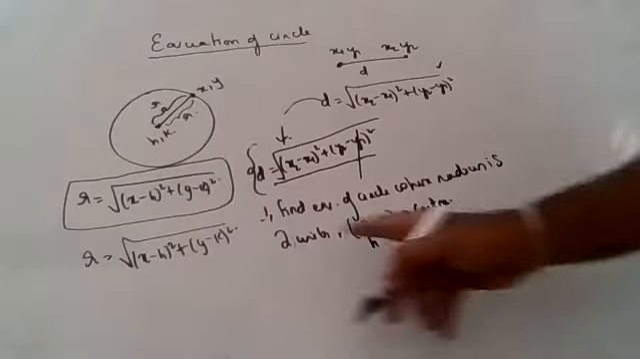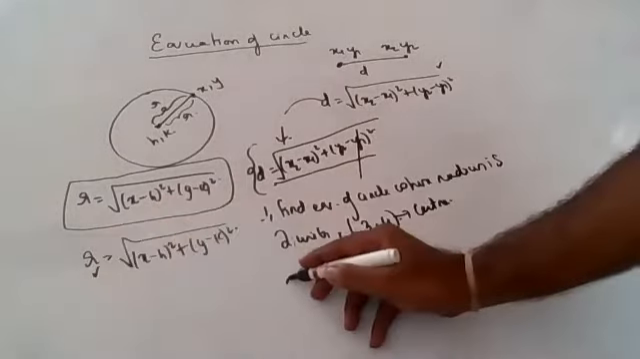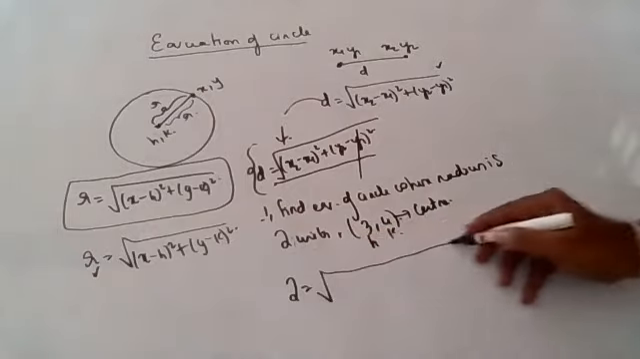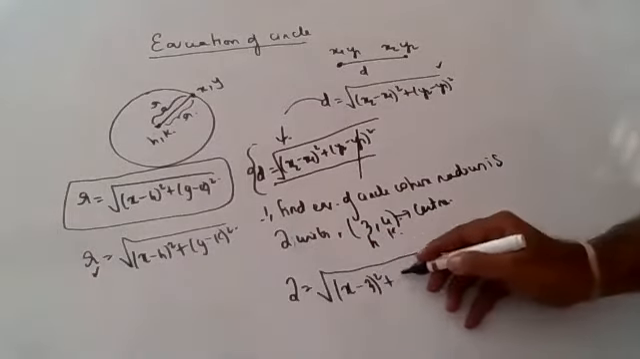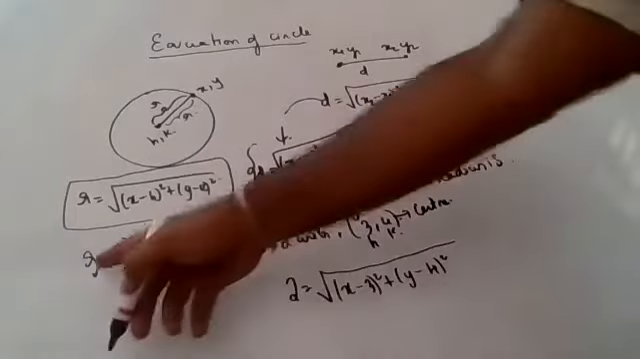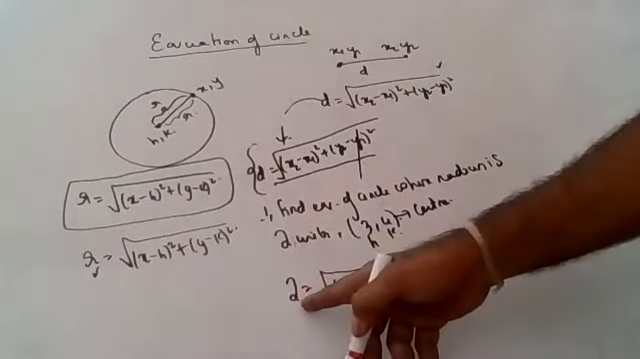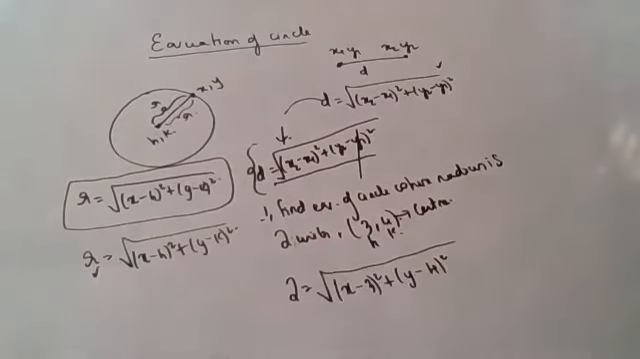Try to understand. Now substitute the radius in this, children. What is the radius? 2 is equal to under root of x minus 3 whole square plus y minus 4 whole square. Try to understand. The radius I only gave as 2.